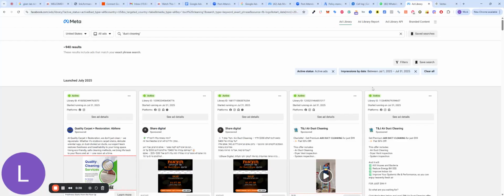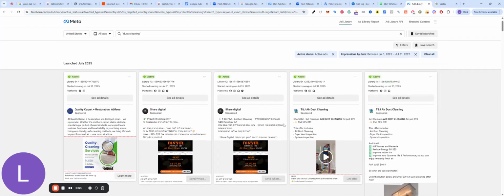The next thing I'd like to do is filter and see which ads have been running at least 30 days from when I'm searching. So today is August 18, and now I'm looking at impressions by date between July 1st to July 31st, 2025. As you can see, these campaigns are still active and currently running. You can disregard the ones that are not in English.